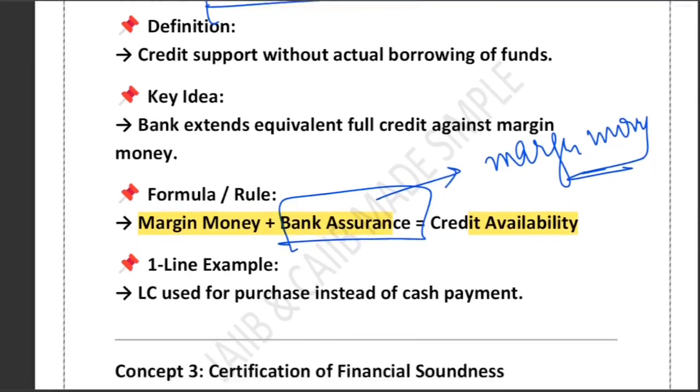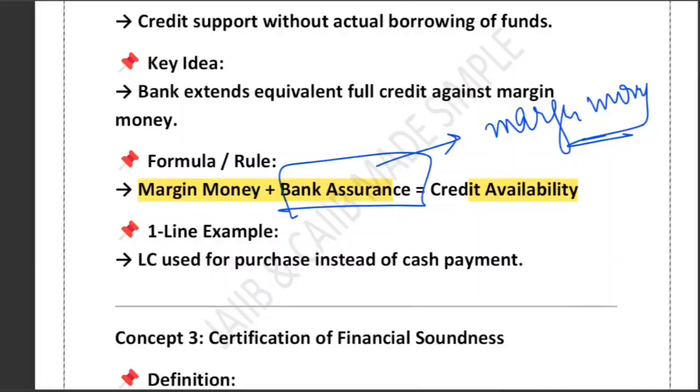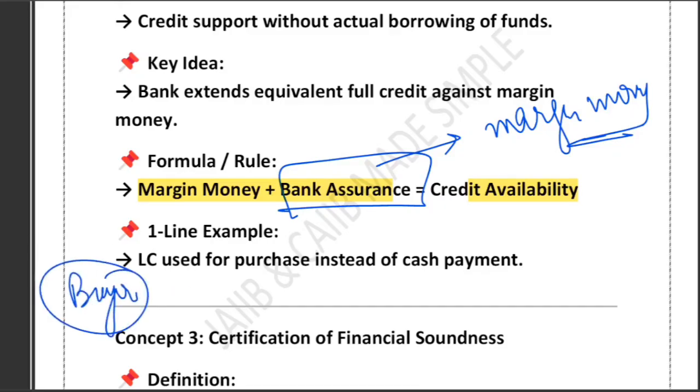Suppose, for example, a buyer uses a letter of credit to purchase goods instead of paying cash immediately. So business happens without actual borrowing. The buyer has not borrowed, but has used a letter of credit to purchase goods instead of paying cash immediately. So the business happened without actual borrowing.